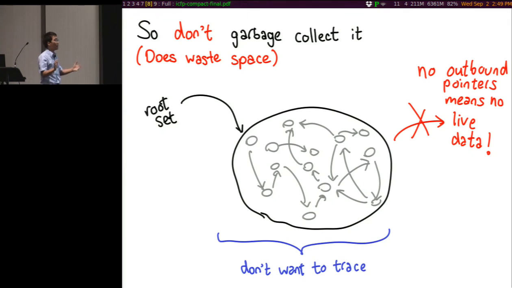So the answer to this problem is that we don't garbage collect it. Remember that in the invariants I stated for our region, there are no outgoing pointers from data that lives in a compact region. So when I realize that I am going into a compact region, I can say, oh, there's no need to trace this, because there are no pointers, which means that there is no live data that could have been pointed to by the data in this region.